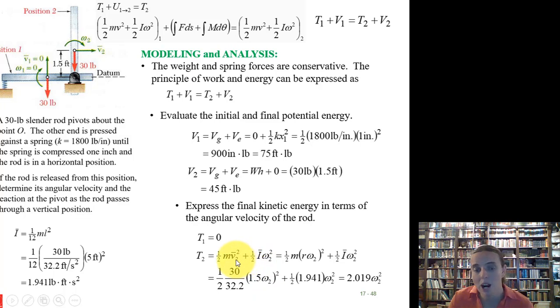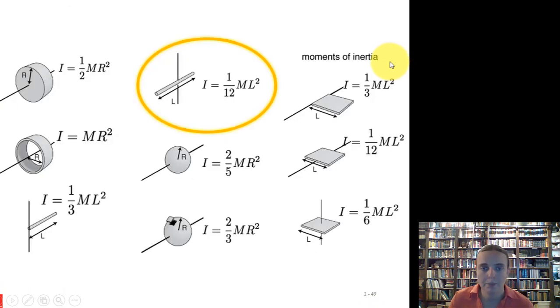So v is equal to r omega. We're using the distance from the axis of rotation up to where the center of mass is, and the velocity of the center of mass is going to be equal to this 1.5 feet times the angular velocity. So we'll switch that velocity out to 1.5 omega squared. So here's the 1/2 mv squared, 1/2 I omega squared. Plug those both through, and we have a final kinetic energy that is a function of the angular velocity that we can plug into this equation up here.